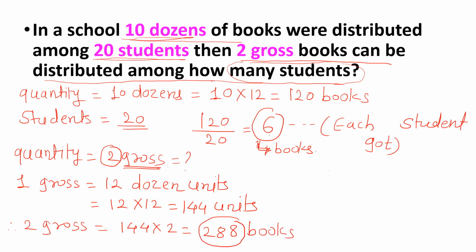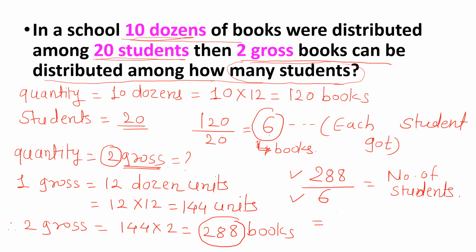Now these 288 books must be distributed in a way that each student gets 6 books. So there are 288 books. Each student will get 6 books, right? So 288 divided by 6 will give you the number of students among which these 288 books will get distributed.